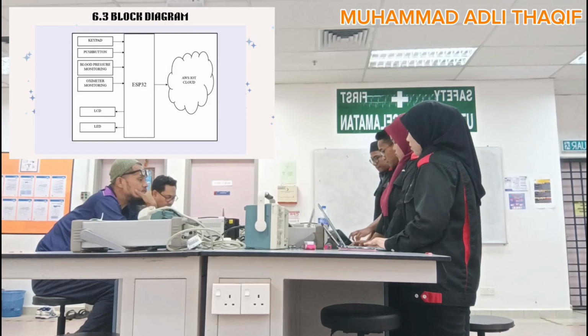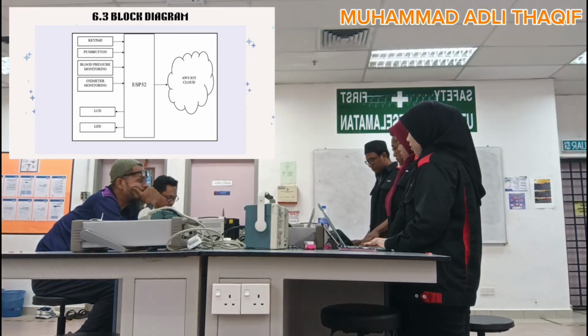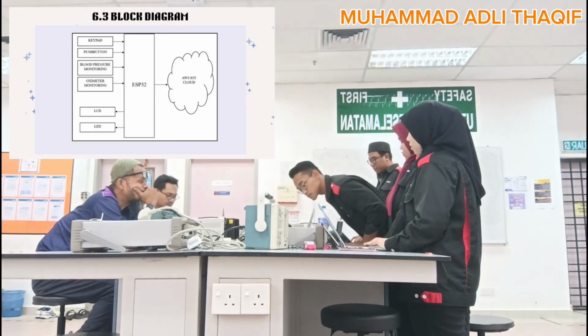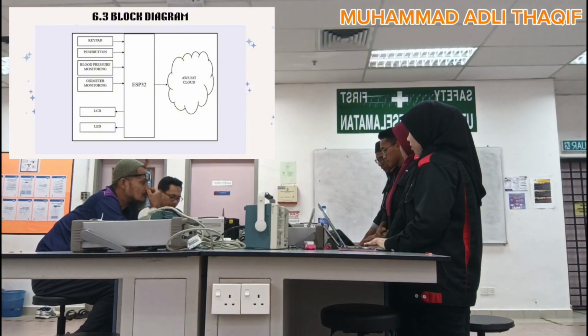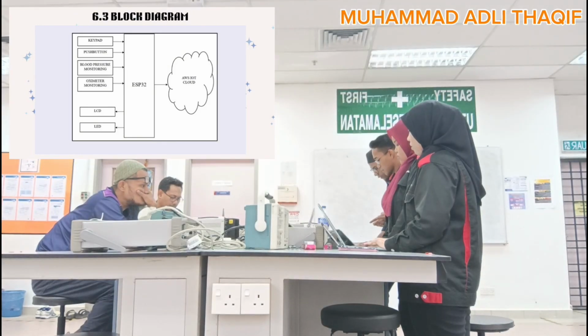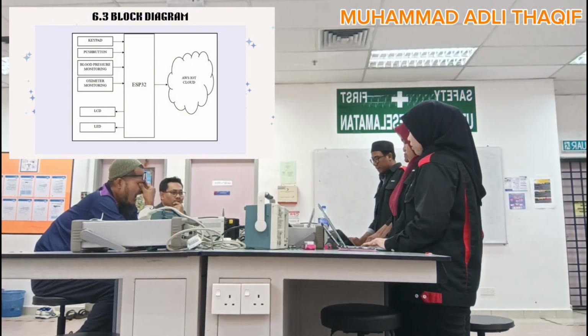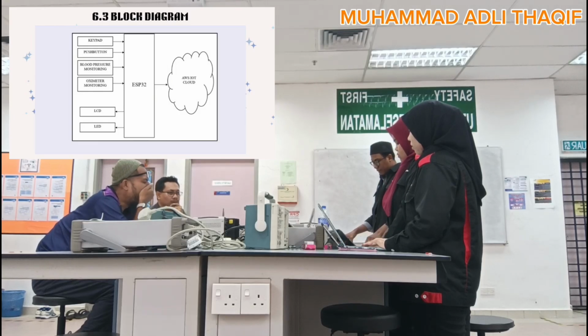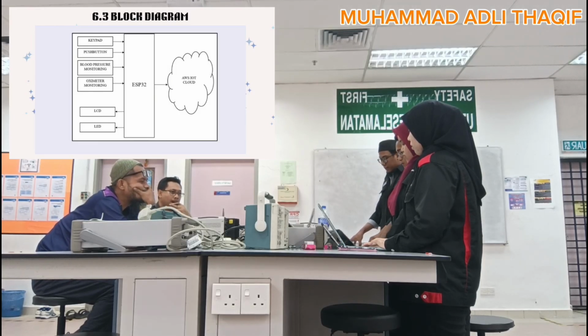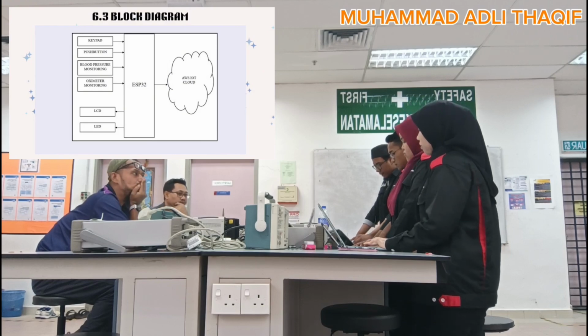Next, for the block diagram, as earlier mentioned, our code will use the ESP32 as our main microcontroller. Connected with that ESP32, we have 4 inputs, which are web, push button, blood pressure monitoring, and oximeter monitoring. From those 4 inputs connected to the ESP32, we then plug in the IoT cloud. Then from the ESP32, we have 2 outputs, which are the LCD and LED.